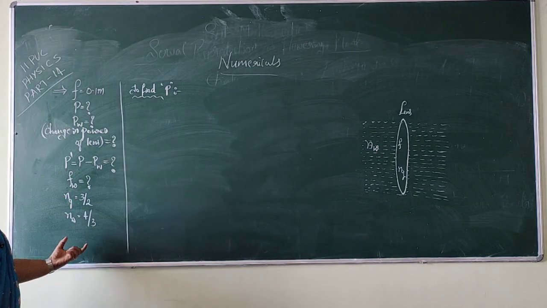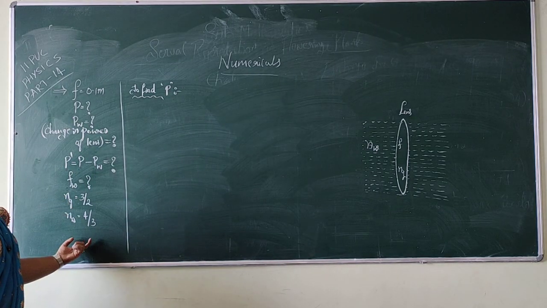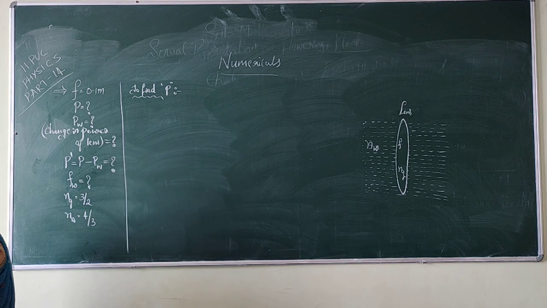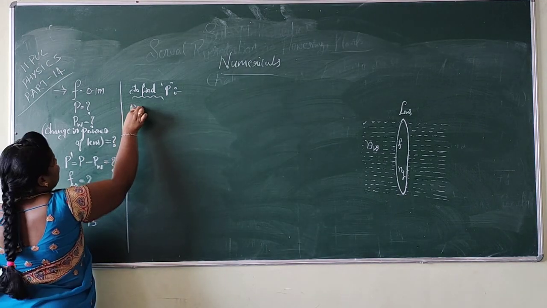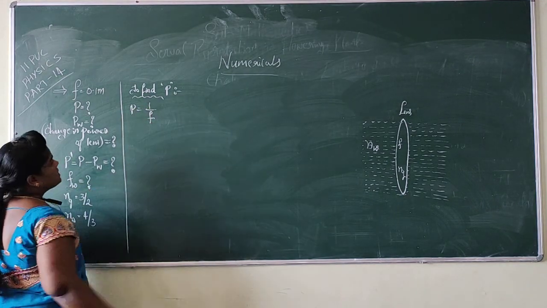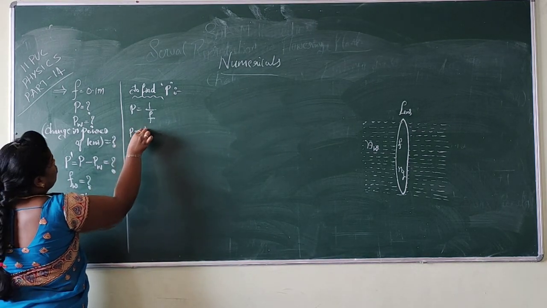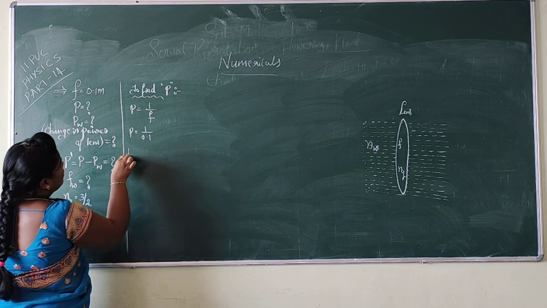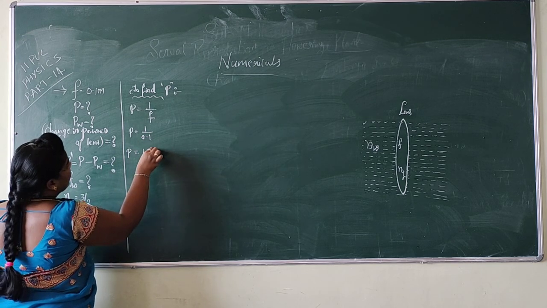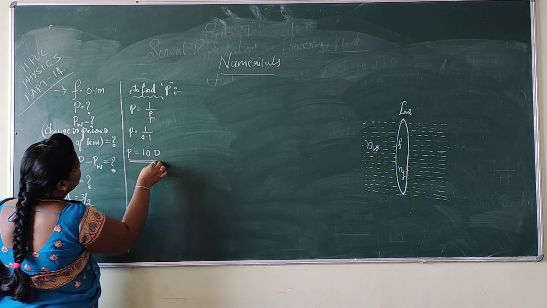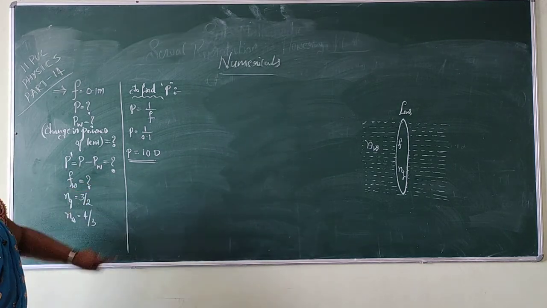So first, if you analyze the given values in the question, it will be easy to do the calculation. Then P, what is the formula for P? That can be written as P is equal to 1 by F. So P is equal to 1 by 0.1. So P is equal to 10 diopter. Right? We got the value of P now.